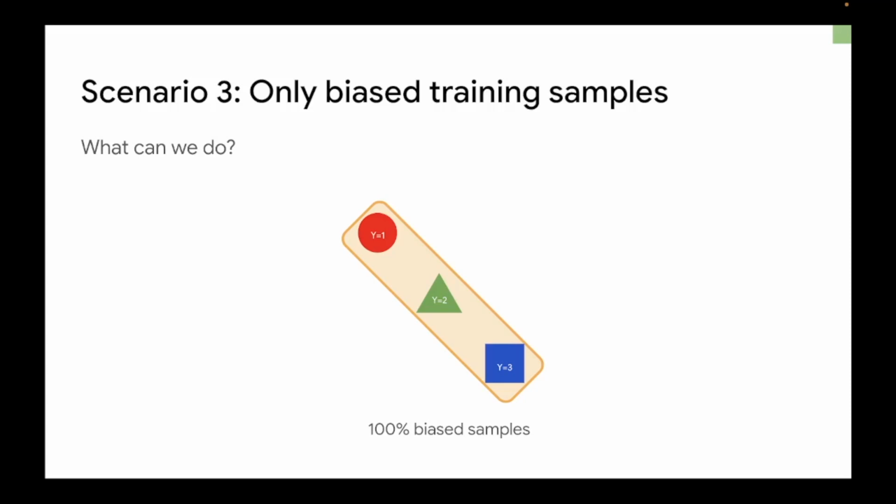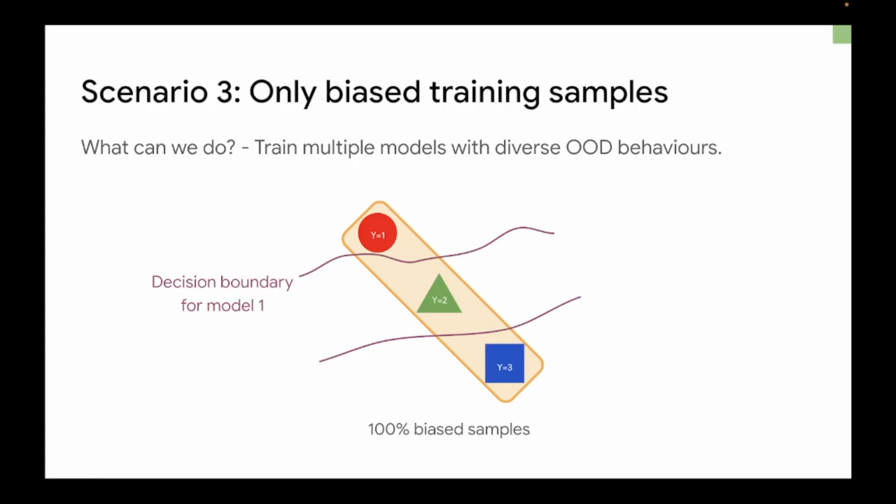So this is the case, right? You have 100% biased samples. Is there anything we can do about that? So what people have proposed was one could perhaps train multiple models with diverse out-of-distribution behaviors. What does that mean? So you can train a model like this, right?